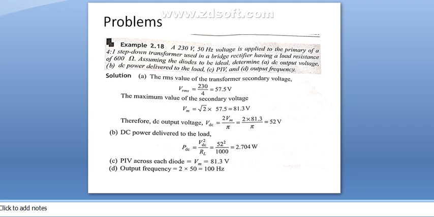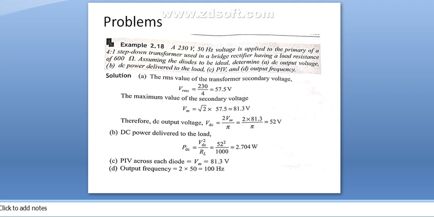So here the RMS value of the transformer secondary voltage, Vrms, is 230 by 4, so we get 57.5 volts. From this, the maximum value of the secondary voltage is √2 into 57.5, that is equal to 81.3 volts. Then the DC output voltage VDC is 2 Vm by pi in a bridge rectifier. So substitute the Vm value, then VDC becomes 52 volts. Then the DC power delivered to the load is PDC equals VDC square by RL.